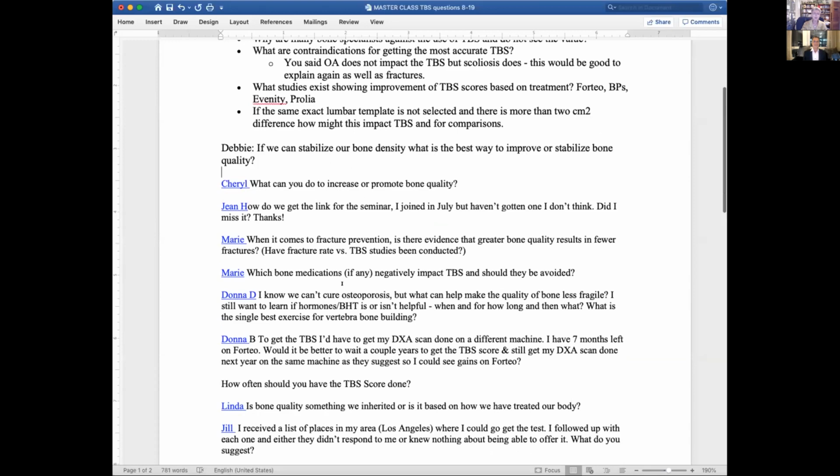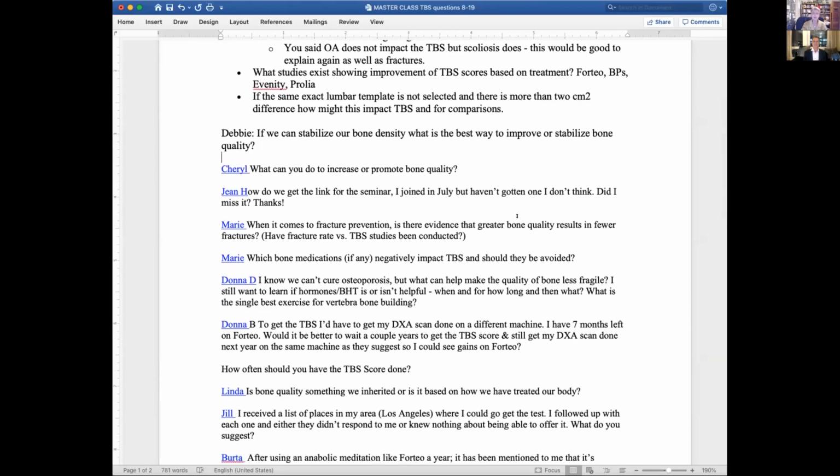Okay. When it comes to fracture prevention, is there evidence that greater bone quality results in fewer fractures? Yes. Yes, I showed that to you before. Yeah. And I would like you to talk about, although I don't know if you had a slide about this, when we have that fracture prediction, and if you go on the FRAX, and this is in my book, I have a whole chapter on FRAX, okay? That's the 10-year fracture model that we look at, which there's a lot of things wrong with that, but there's some good things about it.